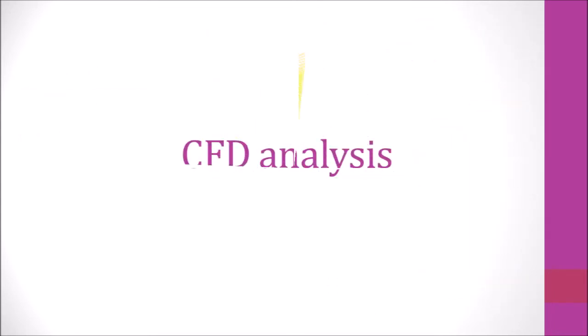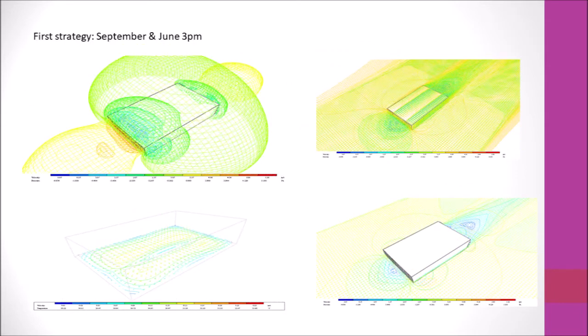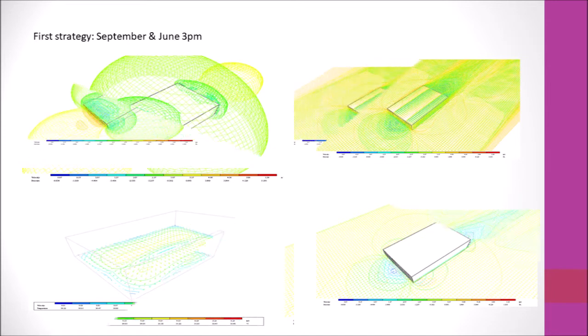CFD analysis. We assume the base case to be closed from the four sides. The wind is hitting the surface of the base case, which is causing a low pressure zone around it. In September and June, we closed the north and west sides and opened the east side. That resulted in low pressure around the pavilion. Wind is hitting the pavilion and it's creating level pressure due to the slanted roof.